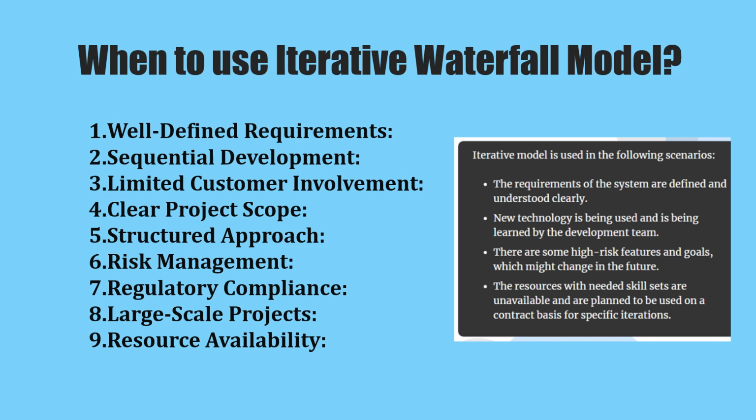Resource availability. When resources such as skilled personnel and budget are limited and there is a need to plan and allocate resources efficiently throughout the project. Project constraint. When there are constraints such as time, budget, or technology limitation that require a more structured and predictable approach to development.